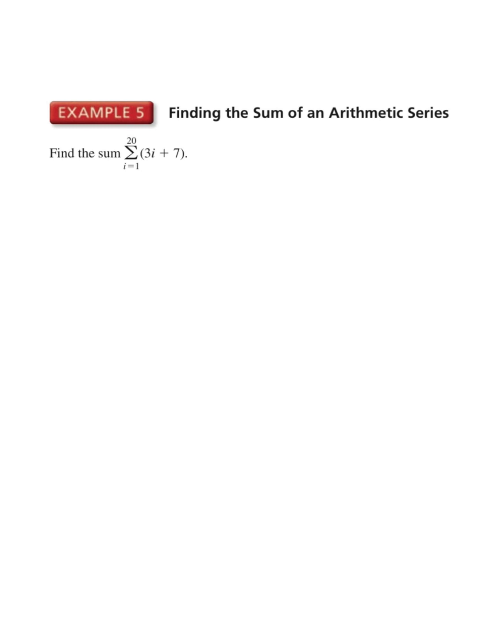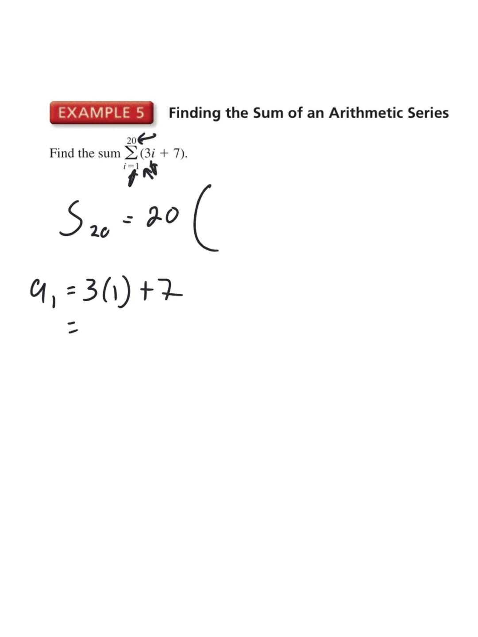So here we want to find the sum of the arithmetic sequence. They want to find the sum of this. So the max is 20, and then the minimum is 1. So let's go ahead and plug it in. So S20, because that's what we're trying to find, equals 20 times the first term. Let's figure out what it is. So a1 is going to be 3 times 1 plus 7. All I'm doing is plugging this 1 into the i to get 3 plus 7. So that's going to give me that the first term is going to be 10.